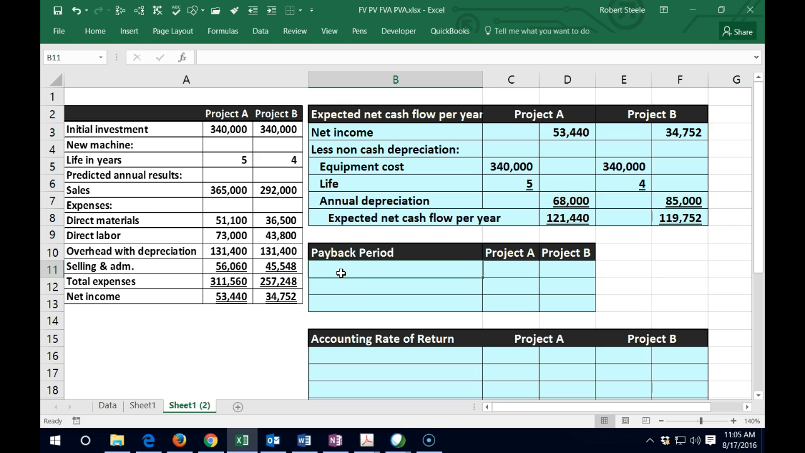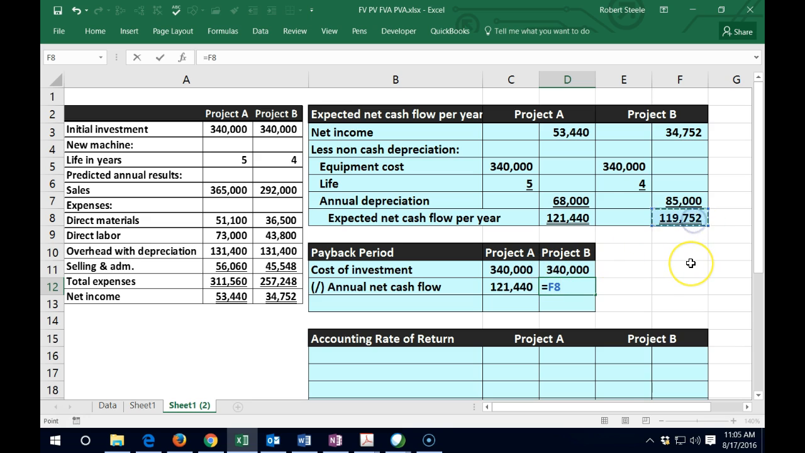So we're going to say payback period, cost of investment, and the cost is going to be for both projects 340,000, and then we're going to divide by the annual net cash flow. And that, of course, is what we have calculated up here. So I'm just going to say this equals this number here, 121,440 tab. And for project B, this equals what we just calculated up here, the 119,752, and enter.